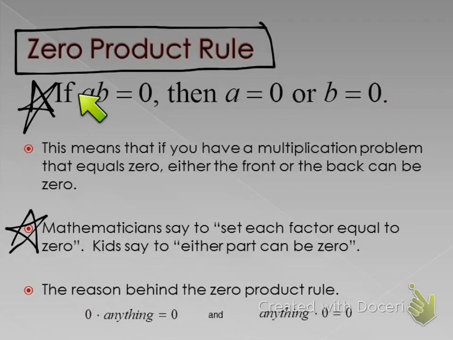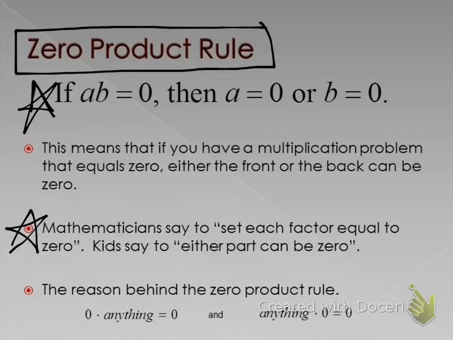So if you have 2 numbers or 3 numbers or 4 numbers, any number of numbers, being multiplied together and equal to 0, one of those numbers has to be a 0. So either the A could be a 0 or the B could be a 0. So what we're going to do today is figure out what makes each part of our problem equal to 0.